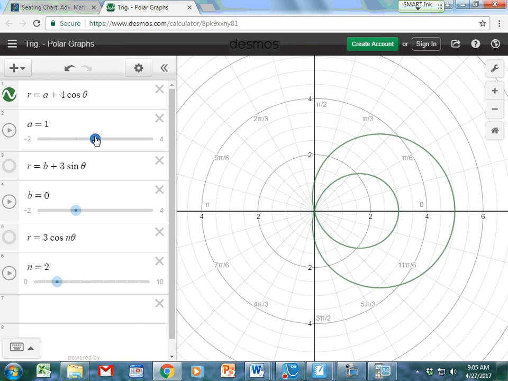So do you see this? Okay, good. So when A was 0, are y'all listening? When A was 0, the circle went all the way out to what value? 4, right? But now I'm adding a number to it.